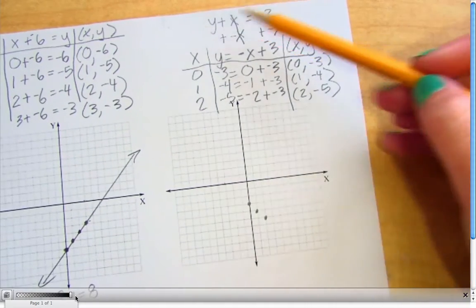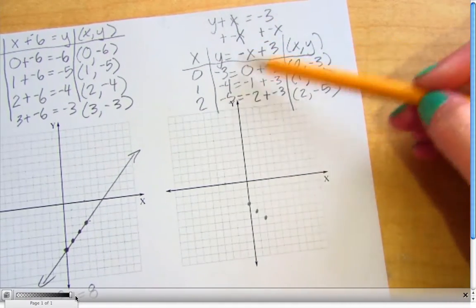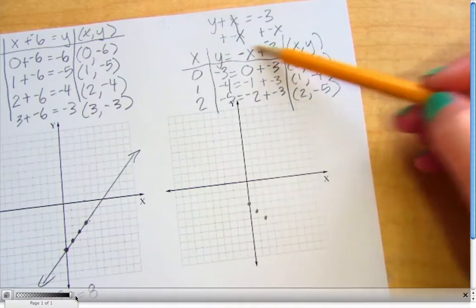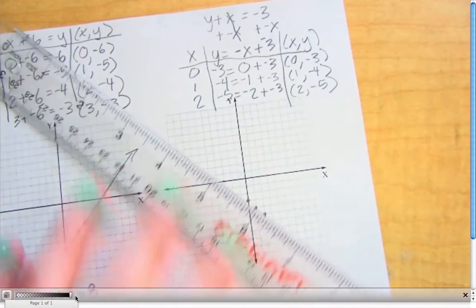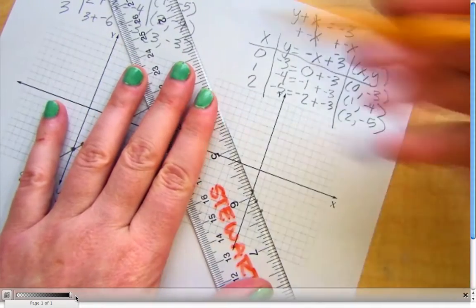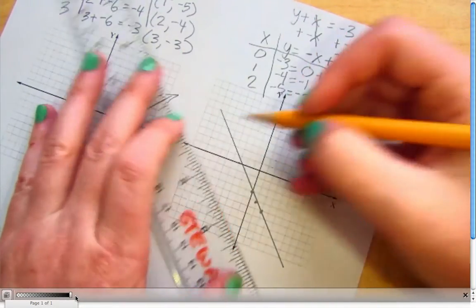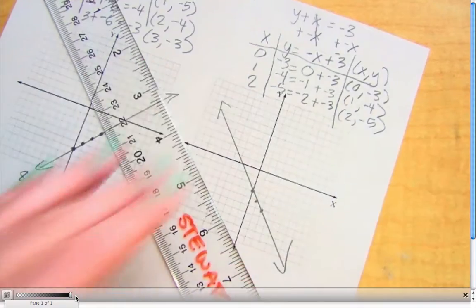It's really important that when you're solving for y, you're really careful, because obviously if you get this part wrong, that's going to mess up your whole graph. Alright, so I'm going to go ahead and connect the dots. Line. Remember extending, showing that it goes on forever.